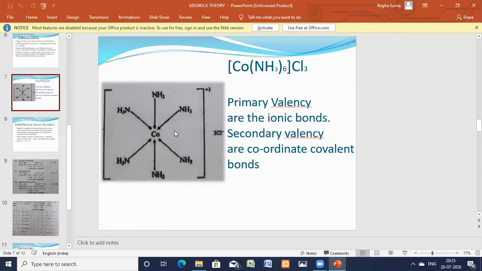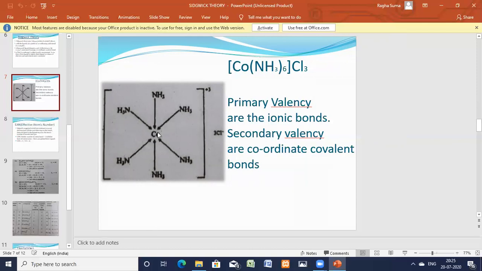These are called coordinate covalent bonds. So once again, we recall all the ligands are capable of coordinating with the metals in the complex, and each ligand donates a pair of electrons to the central metal atom, thereby forming the coordinate covalent bond. The coordinate covalent bond is represented by the arrow mark.